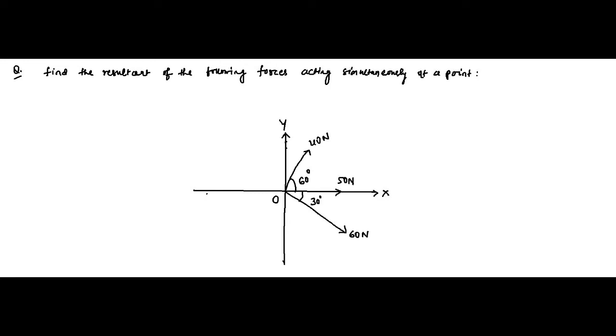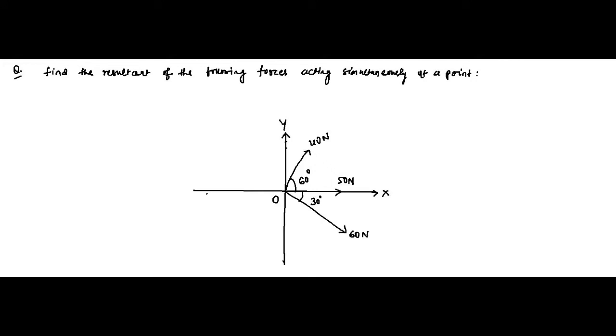So we have discussed the rectangular components of a vector. Here we'll discuss how to apply that concept to find the resultant, or the equivalent, of multiple vectors which are present. In this question we have been asked to find the resultant of the following forces which are acting. Here we have a 40 Newton force vector, a 50 Newton and a 60 Newton force vector.